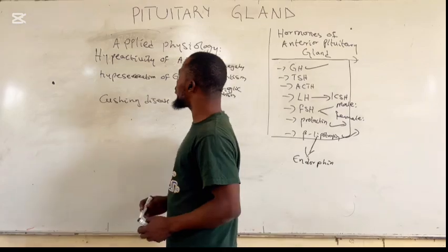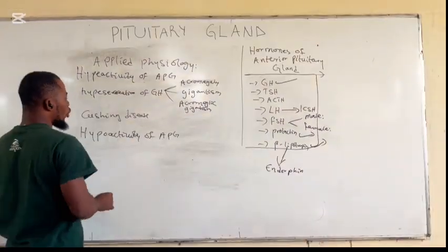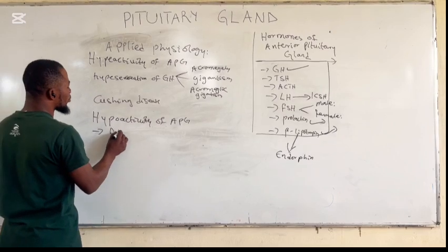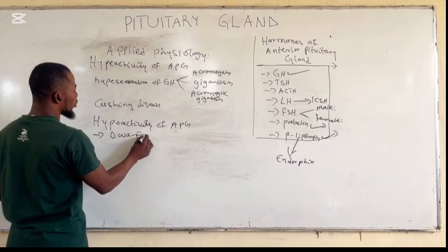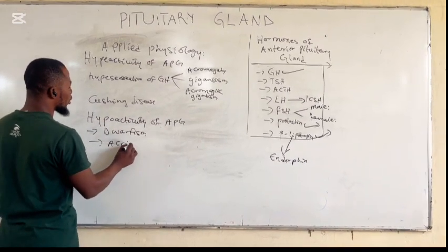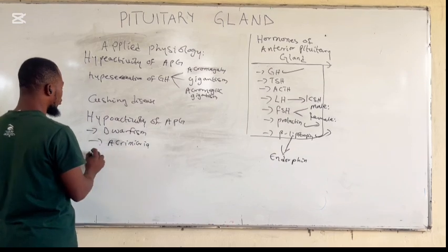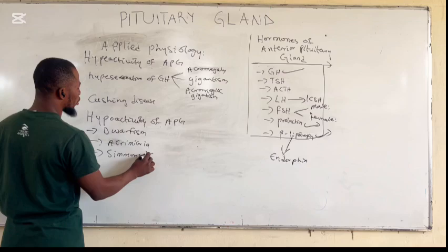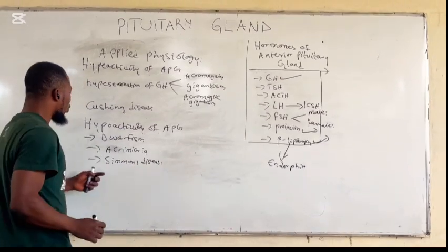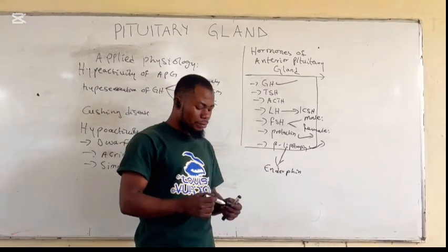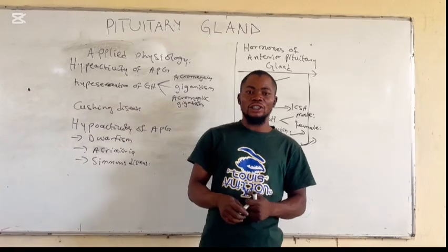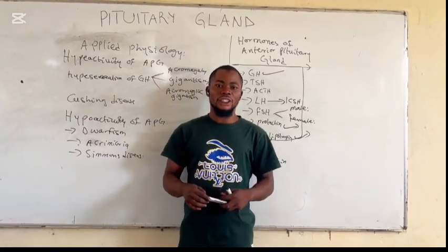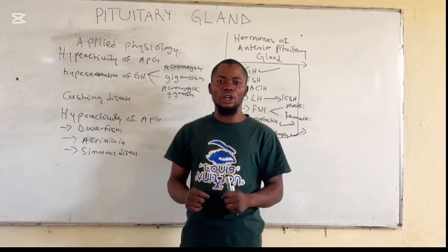Now, hypoactivity of the anterior pituitary gland. Under hypoactivity of growth hormone, there is dwarfism, acromicria, and Simmonds disease. Dwarfism is a disorder that is caused by the hyposecretion of growth hormone. It is usually characterized by stunted growth.